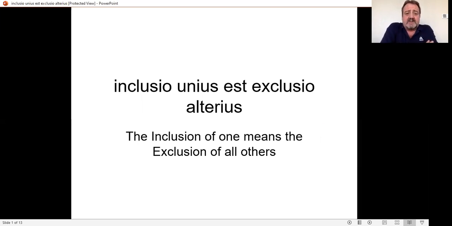So in this one, we're going to talk about inclusion. What we're looking at on the screen is Latin, inclusio unius est exclusio ulterius. The exclusion of one means the exclusion of all the others. Now, that might sound absolutely crazy, because it did to me when I first learned it. But what it essentially means is, look, we're all going to go down the pub, including Harry. Well, if we include Harry, it means we have to exclude everybody else. So nobody's going to the pub, only Harry. I know that sounds crazy, but let's see what we can find.